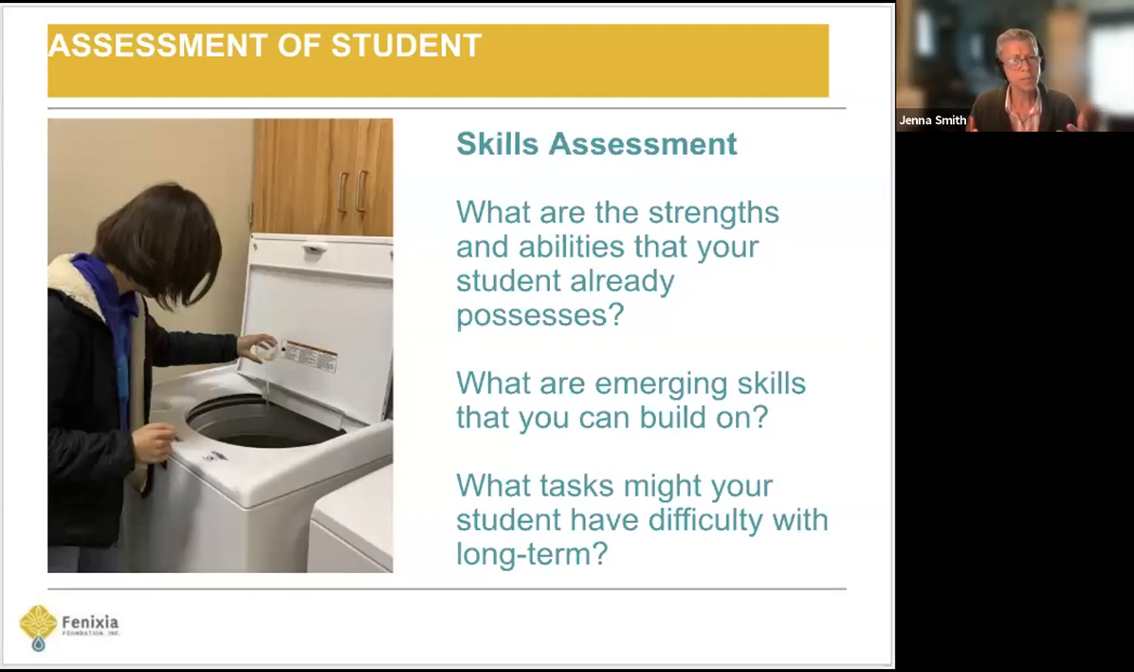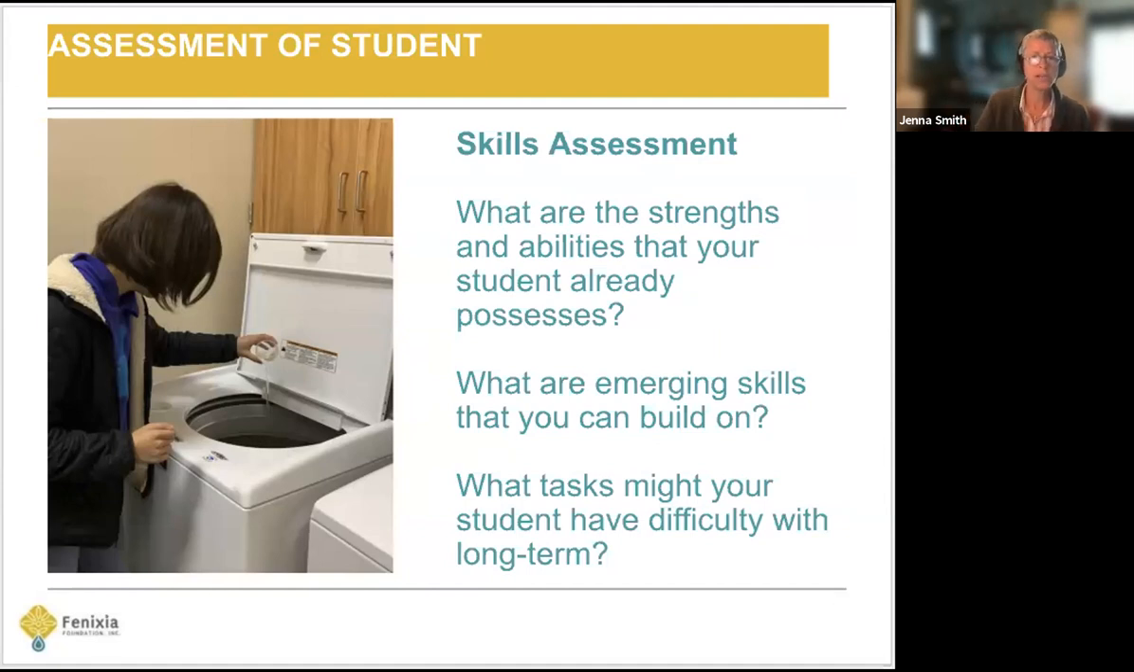And so you want to look at what they possess, and then you want to look at what are the emerging skills they have that you can build on, things that they're almost there in terms of being independent, but need just that little extra help. And then finally, what are some tasks that your student might have long-term difficulty with? And that doesn't mean they can't still perform tasks or be productive members of their society. It just means we may have to accommodate or modify something in order to get them there.